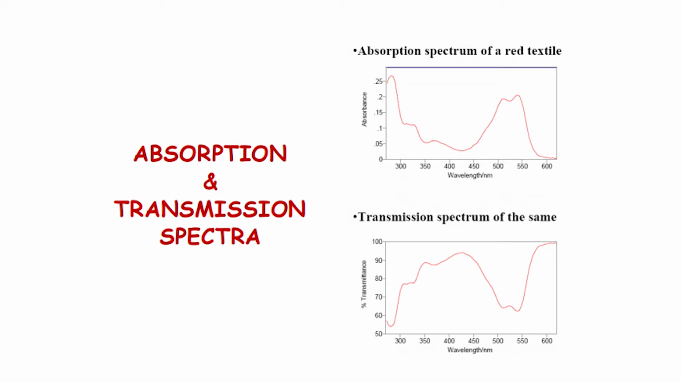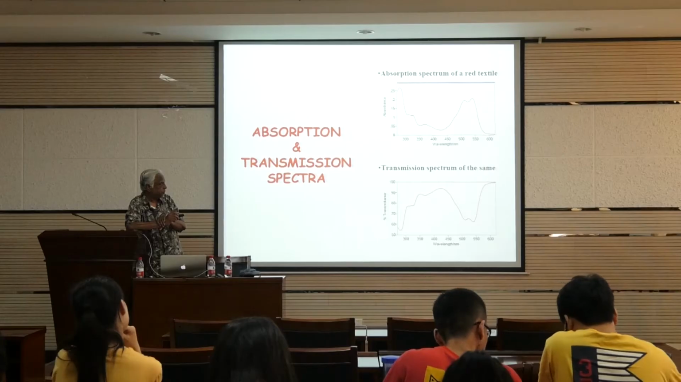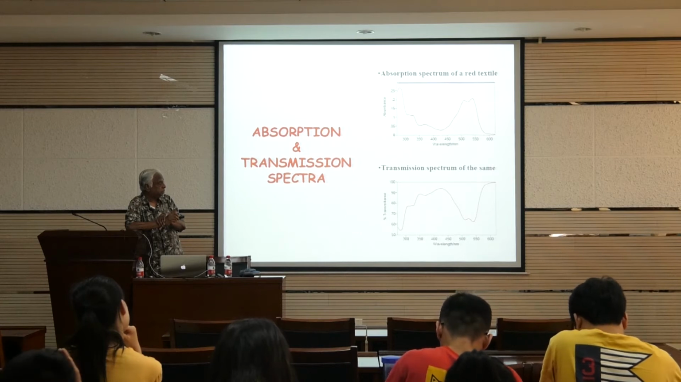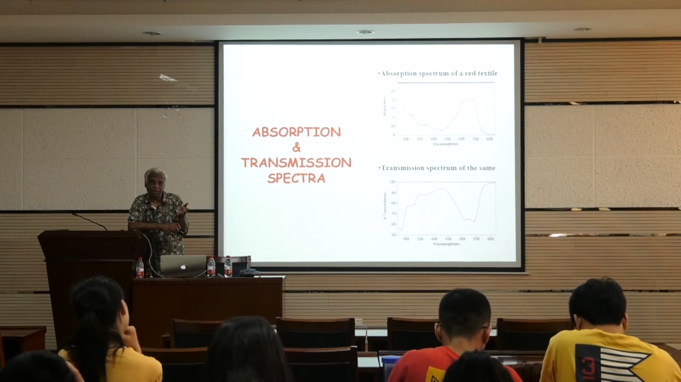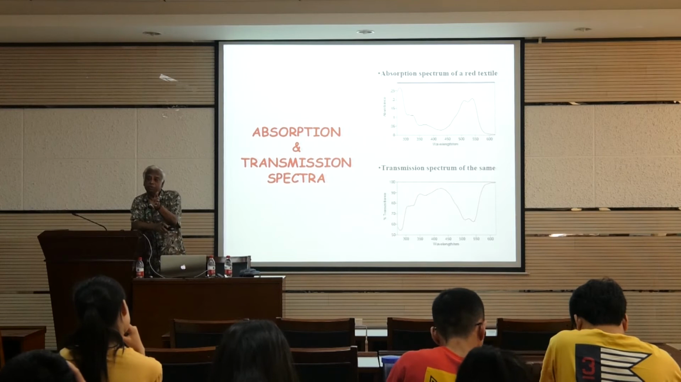Or the other approach, depending on the instrument, is to measure the transmittance, how much light went through the sample. When everything goes through, the transmission is 100%, which means nothing is absorbed. It is exactly opposite of the spectrum here. One measures the absorption, the other measures the transmission. Transmission is something passing through. Absorption is something that is absorbed.